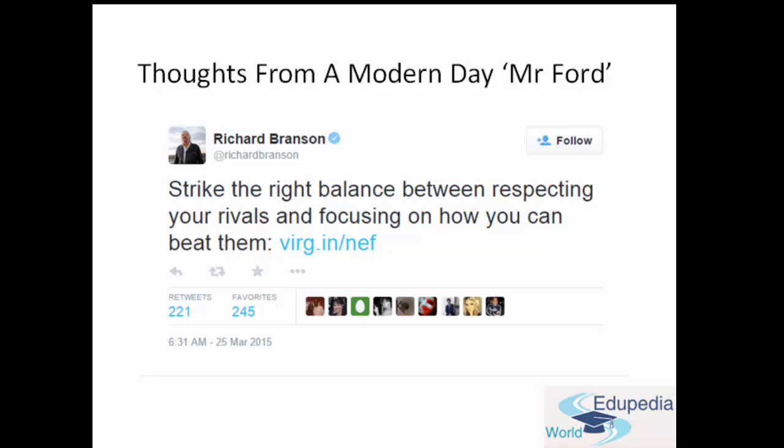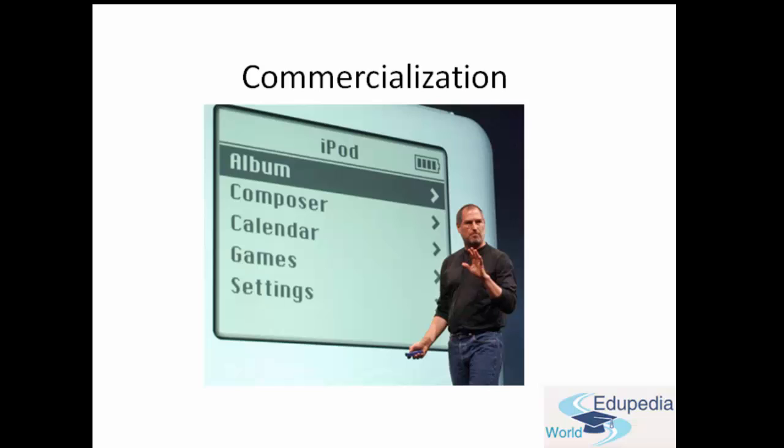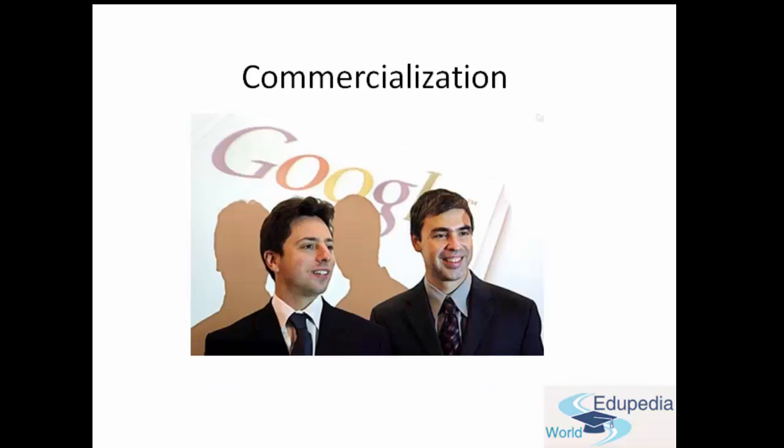He says, "Strike the right balance between respecting your rivals and focusing on how you can beat them." This is Sir Richard Branson. So once you've got an element of respect for what other people are doing, that's the time to get creative. You look and say, "Hey, I actually like what they're doing." This is what the Google guys did. This is what Henry Ford did, the commercialization. Look at this, the car that has no competition. Steve Jobs took something already out there and began to look there. There was respect for what had already been put together, but then the commercialization took it to another level. And this is what the Google guys did as well.